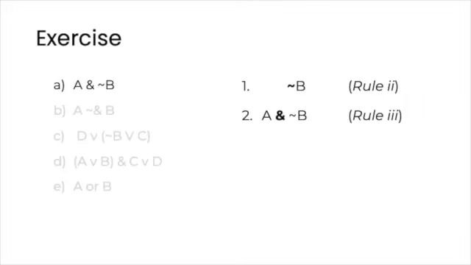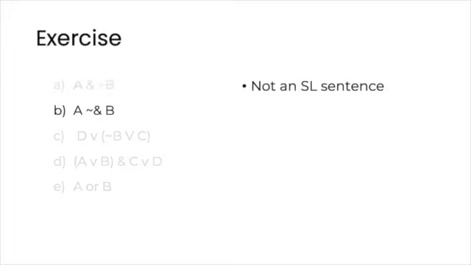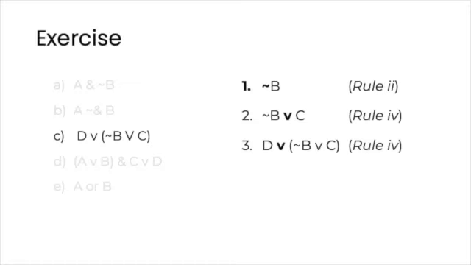Okay, here we go. A is an SL formula, since it is formed by applying formation rule 2 to form tilde B, and then by rule 3 to form A ampersand tilde B. So it is permitted by our formation rules. Example B is not an SL sentence because it can't be formed by successive applications of our rules. There is no rule that allows you to put a tilde immediately after a sentence letter, for instance, as opposed to in front of it. Example C is an SL sentence, since it is built by using rule 2 and then using rule 4 twice.